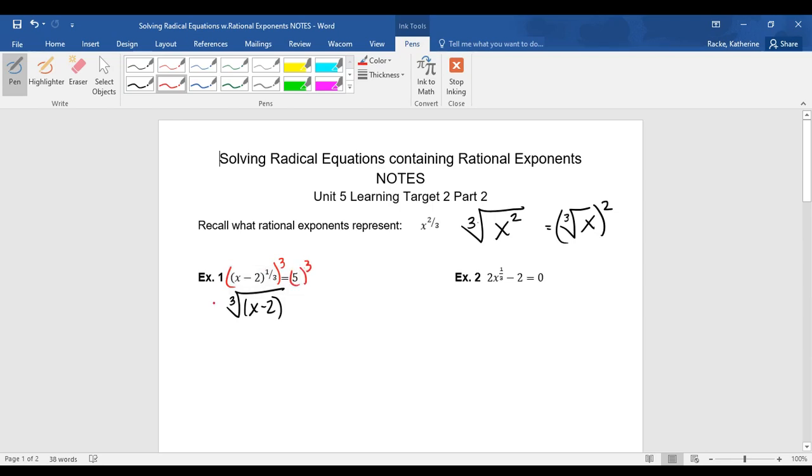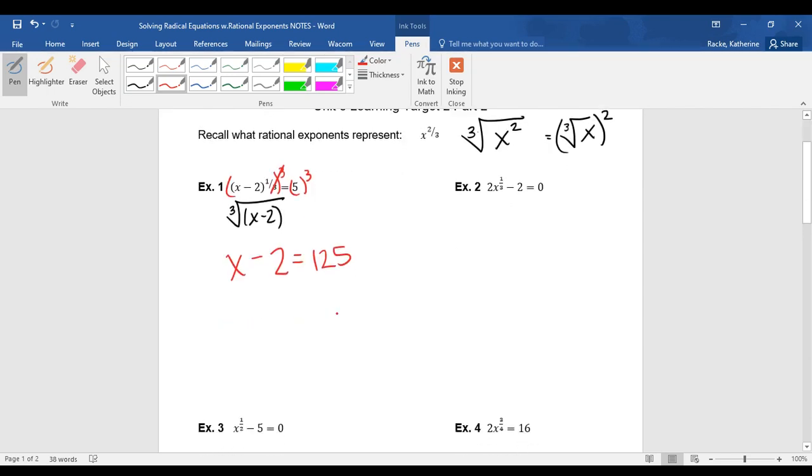If you don't understand why it is the way it is, 3 times 1/3 gives me 1, and that's how they cancel out. So I would get x minus 2. 5 cubed will give me 5 times 5, which is 25, and 25 times 5 is 125. So x minus 2 equals 125. I'm going to add 2 to both sides, and x equals 127. That would be your final answer.